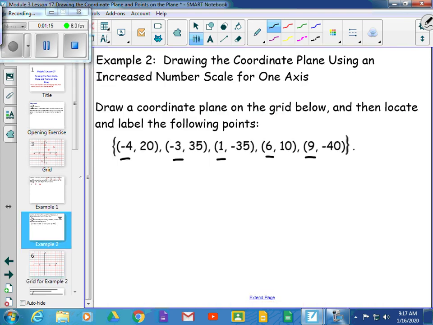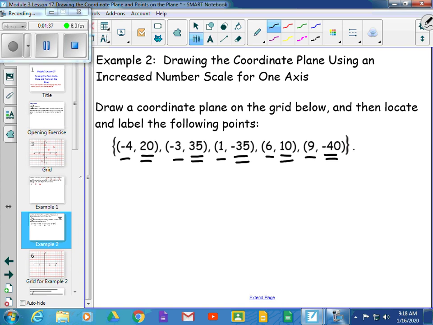But if I go back and look at the y-coordinates, I cannot have a scale of 1. The lowest I could go would be -10, and the highest I could go would be +10. So I need to come up with a different scale for the y-axis.